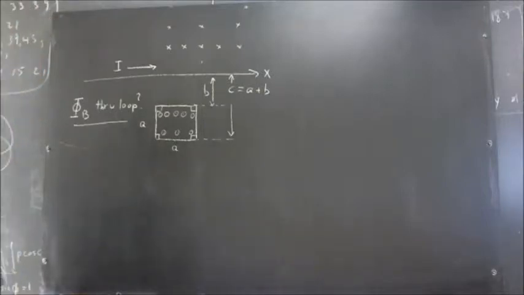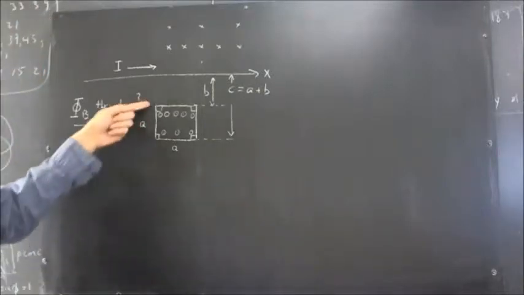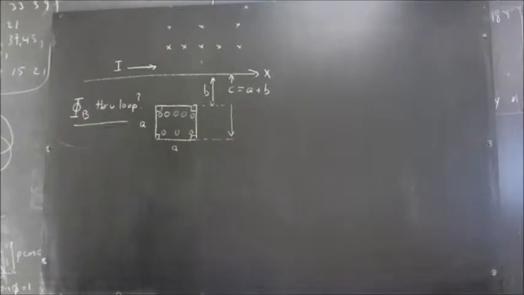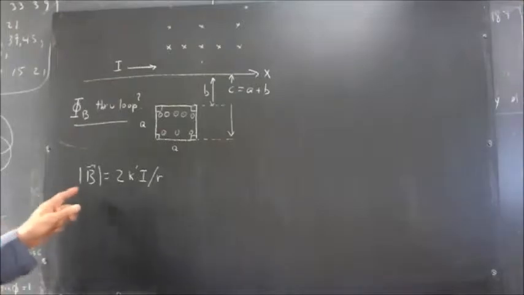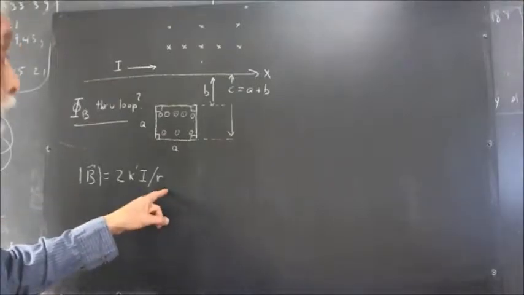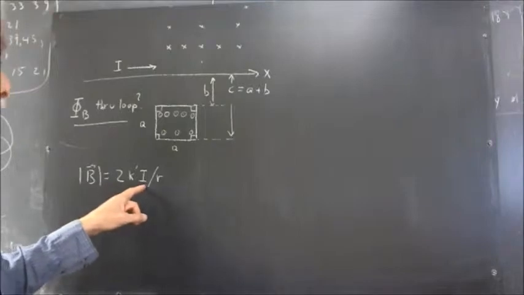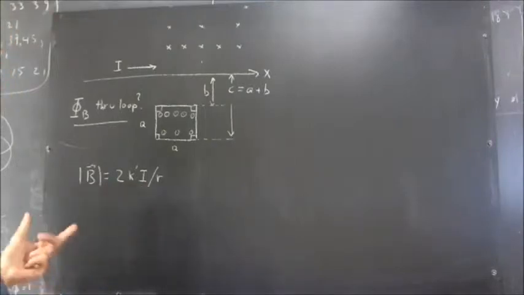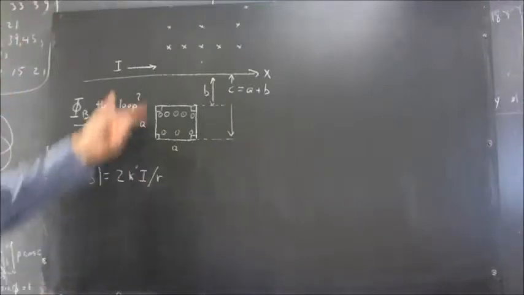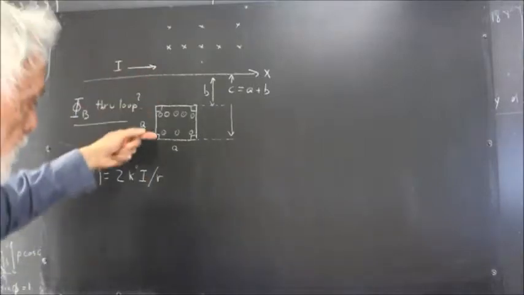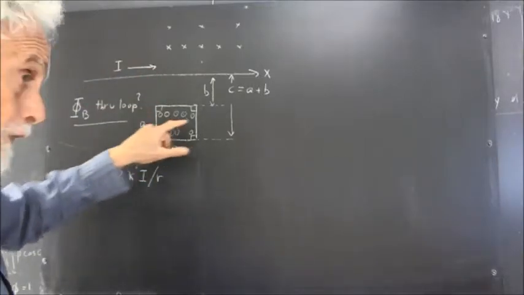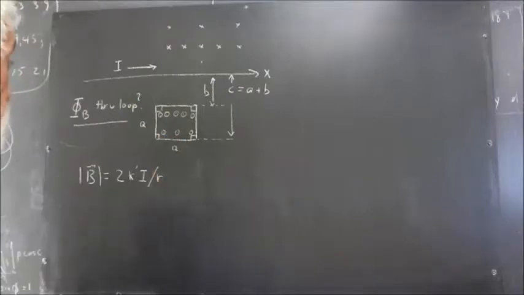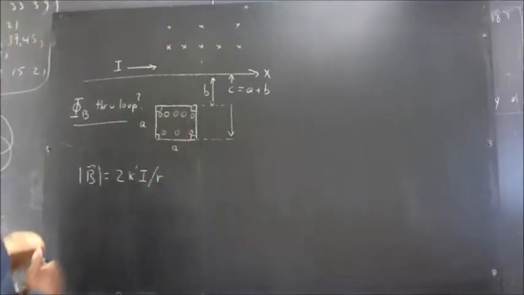Now the question still is, what's the total flux in this loop? So what do you think your next step might be, assuming you've taken this step? Well, the magnitude of the magnetic field at distance r from the wire is 2k prime I divided by r. So we know the magnitude. If we know the distance from the x-axis, we can figure out the magnitude of the magnetic field passing through this loop.